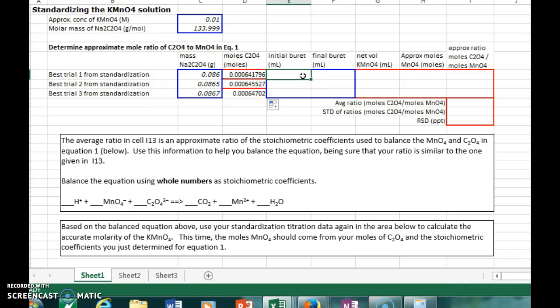Okay, initial burette reading, somewhere around 0, but try not to make it exactly 0. The permanganate is really hard to read where the volume is because it's such a dark liquid. So I'm just going to put some numbers in here. And then your final burette reading is going to depend on the mass that you started with. So again, I'm just going to be putting in some numbers here.